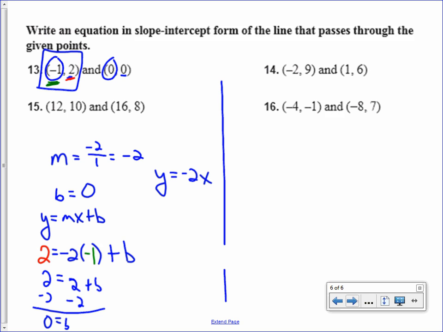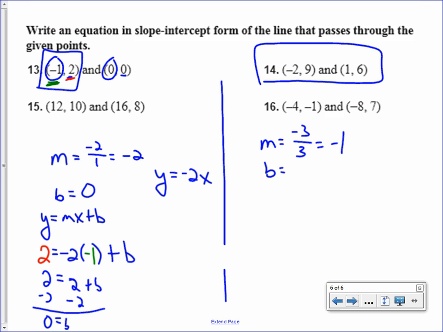Okay, if we take a look at number 14. So we need slope, we need a y-intercept. Slope, we go from a 9 to a 6. That means we went down 3. We went from a -2 to a +1. That means we went up 3. So our slope here is -1.